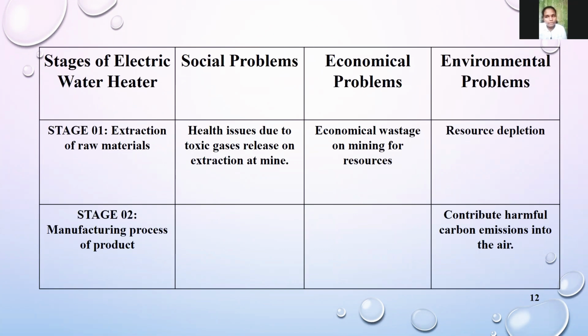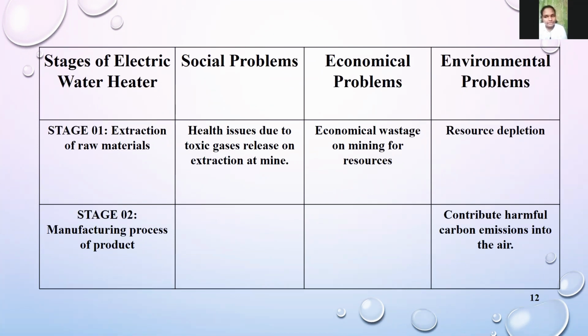All the above problems can be identified regarding stage 1, extraction of raw materials. Health issues due to toxic gases released on extraction at the mine are the social problem. Economical wastage on mining for resources is the economical problem, and resource depletion is the environmental problem.